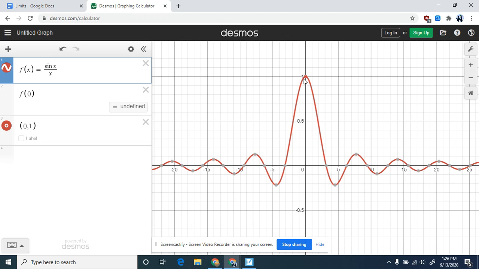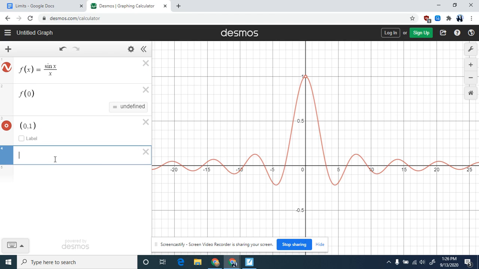But we just did it graphically with the aid of Desmos. Well, what if I didn't have a graphing calculator that I can use and I wanted to do this limit numerically? When we say do a limit numerically, we actually kind of mean make a table.